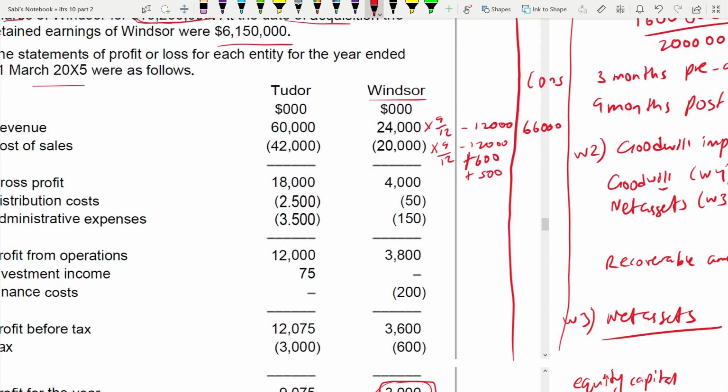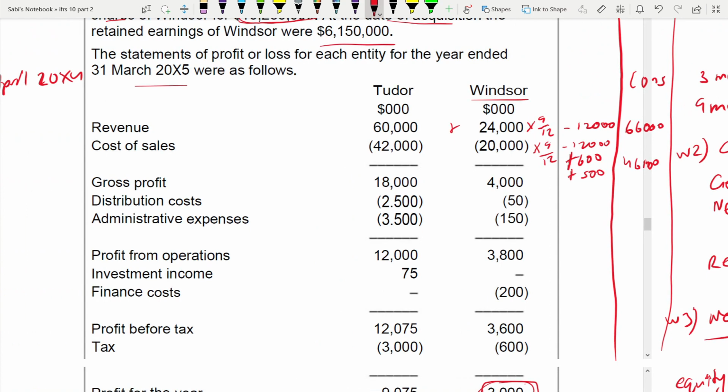What is that 500? Unrealized profit. You have to add it with cost of sales because it will increase your cost of sales further. Then when you are deducting it, it will drive down your profit. But the total here will be 46,100. You have to do this on your own and check that you are getting this figure that I'm quoting here on the right hand side. That is 66,000 and 46,100. Do it and you should be able to get the same figure.